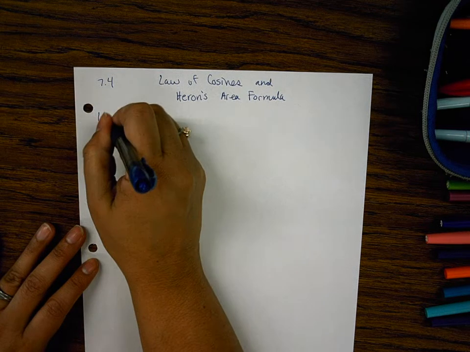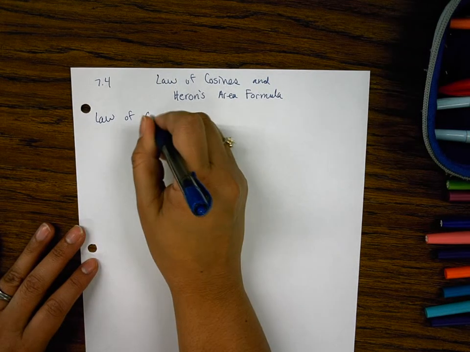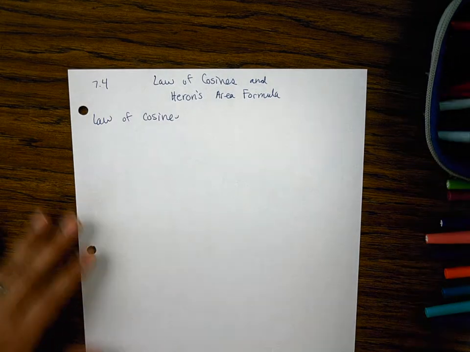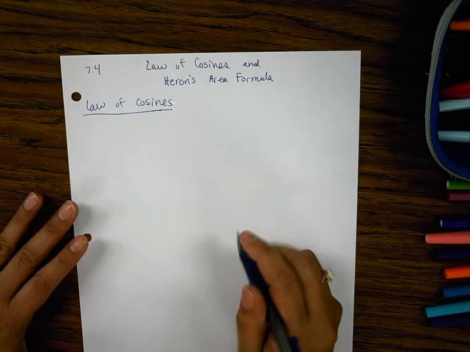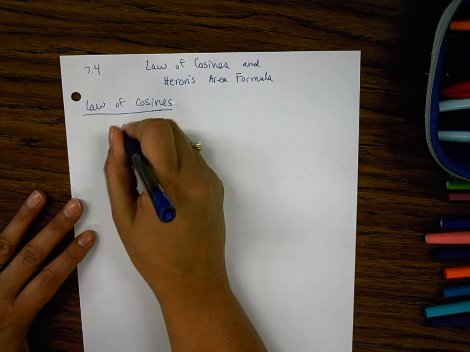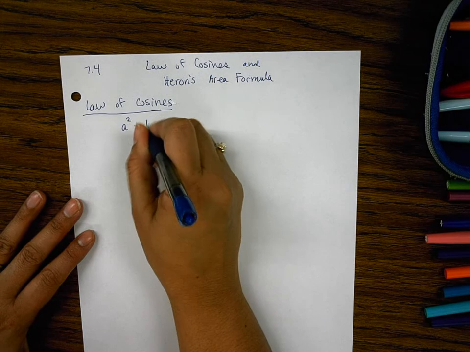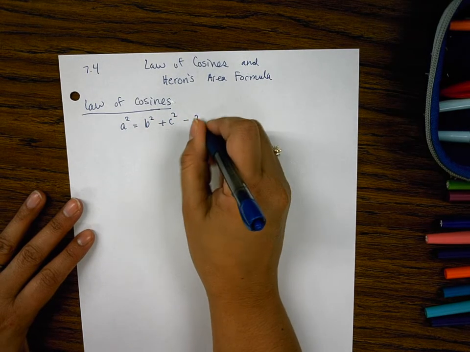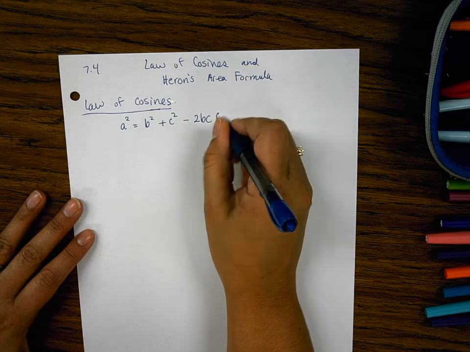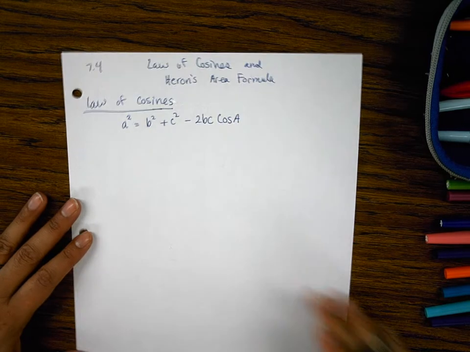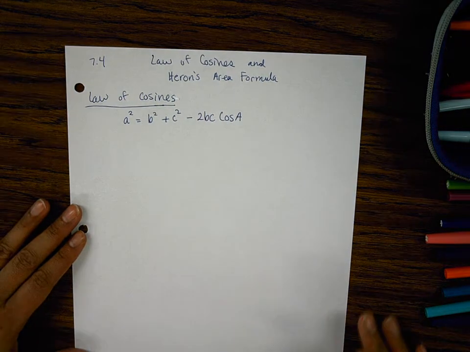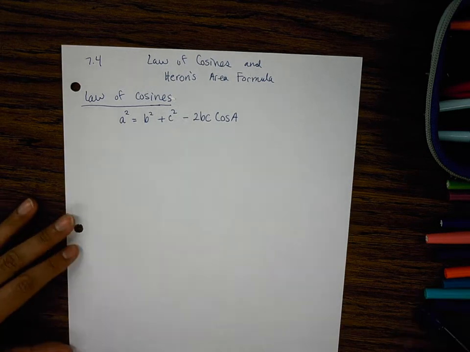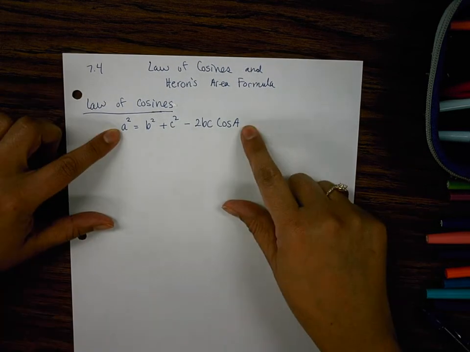All right, law of cosines. As I've said in class previously, law of sines is really nice. I like it. It's really quick. It's really easy. Okay, law of cosines looks like this. a squared equals b squared plus c squared minus 2bc cosine of A. And yes, you will need to have that memorized.